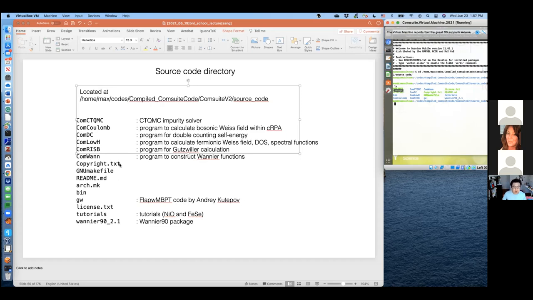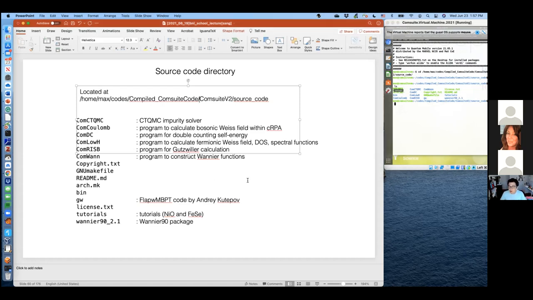We also have copyright instructions, a makefile, and readme files. We also have the bin directory, which contains all the Python scripts to run the COM packages. We also have a copy of Andre's FlapMBPT packages. And we also have a tutorial for nickel oxide and iron selenide. So I hope you enjoy it, and if you have any questions, you can contact me anytime using Slack. And these are all the directories you should know about.